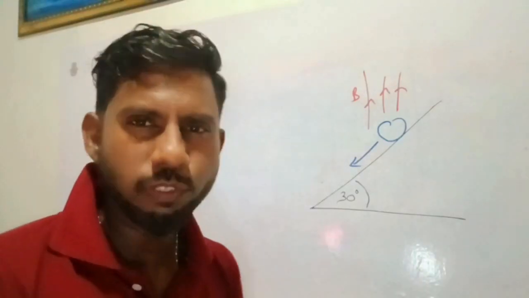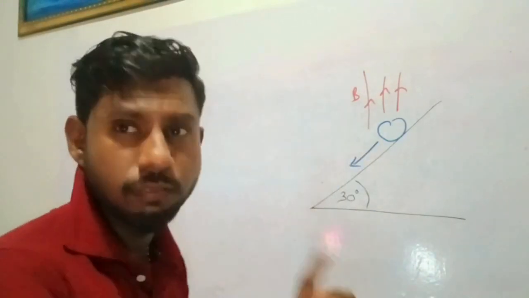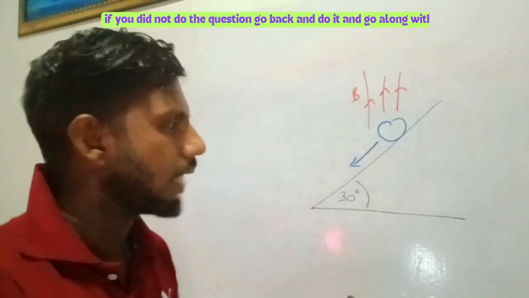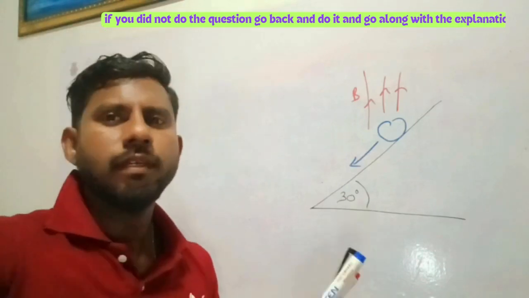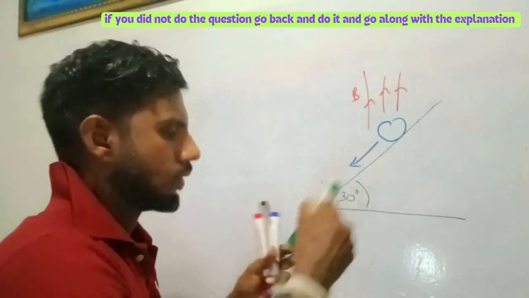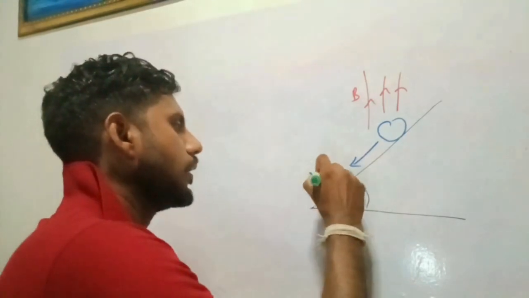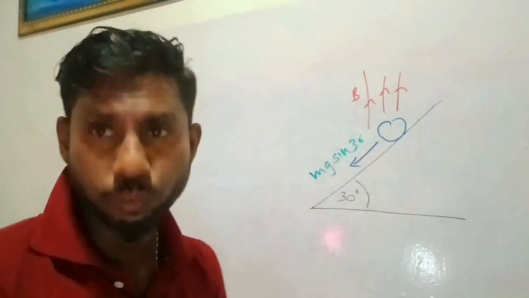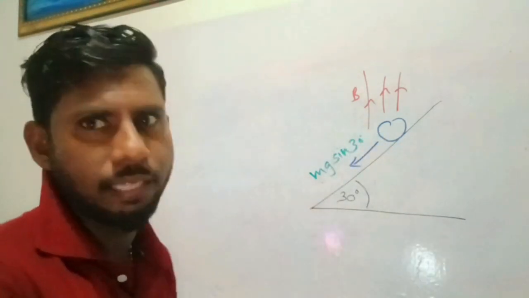Moving into the second question. I hope you have tried the question now. So this rod is going downwards. It is coming downwards, so the force downwards has to be mg sin 30. These things you must know from mechanics questions.